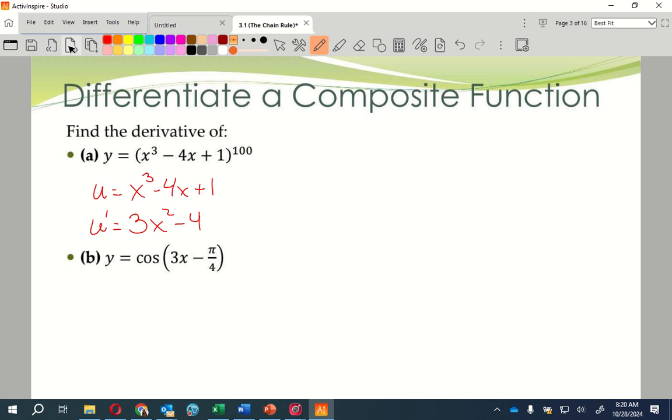All right, so let's rewrite this over here. If I rewrite this, I'm going to say that u to the 100 power, because we already said all that's u, right? So by doing my substitution, I said all this is u. I'm going to take the derivative of that, which is going to be 100 u to the 99th power times u prime, which is going to be right here.